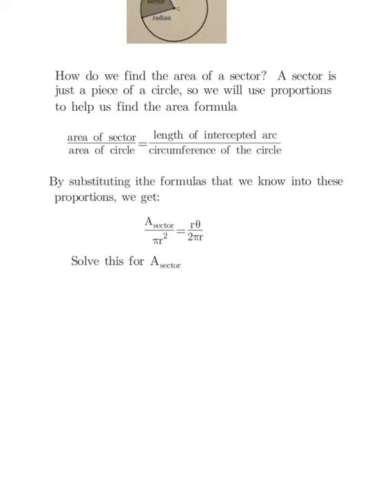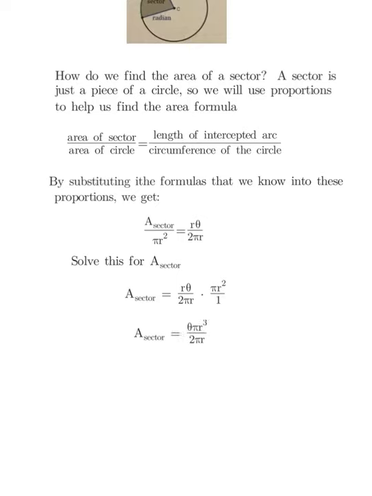We need to solve this proportion now for area of the sector. In order to solve for area of a sector, we have to take both sides times the reciprocal of the denominator, or multiply by the denominator on both sides. So we now have r theta over 2 pi r times pi r squared over 1.